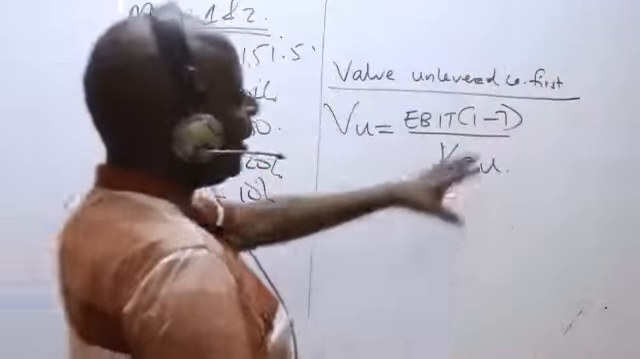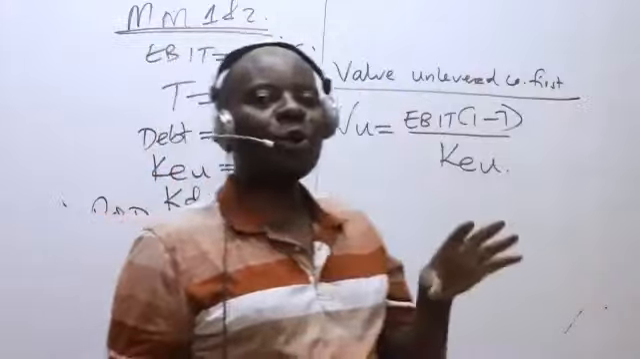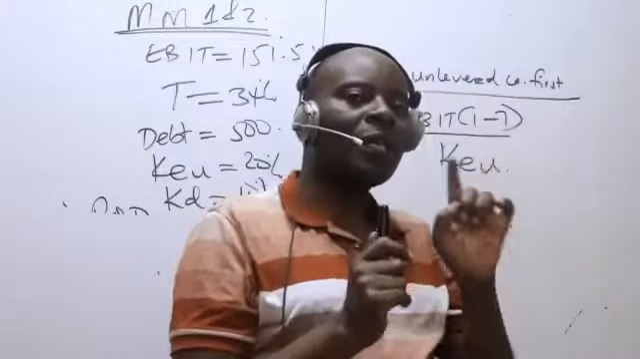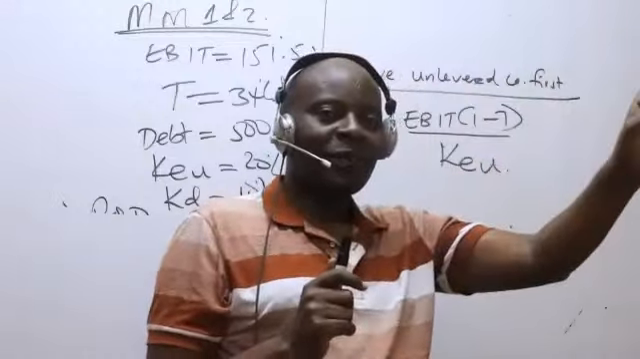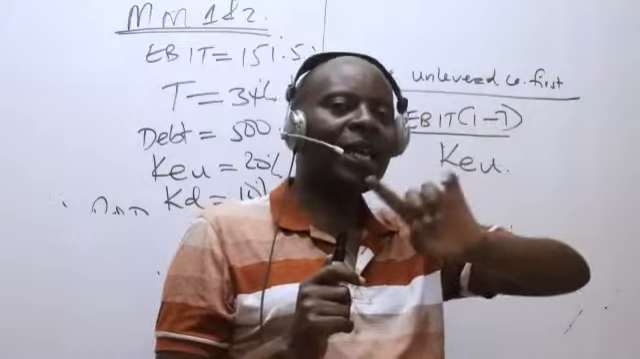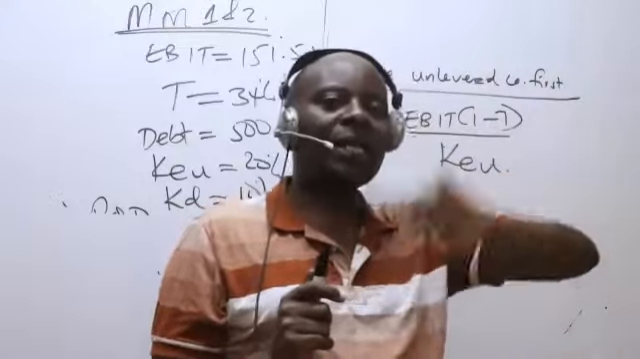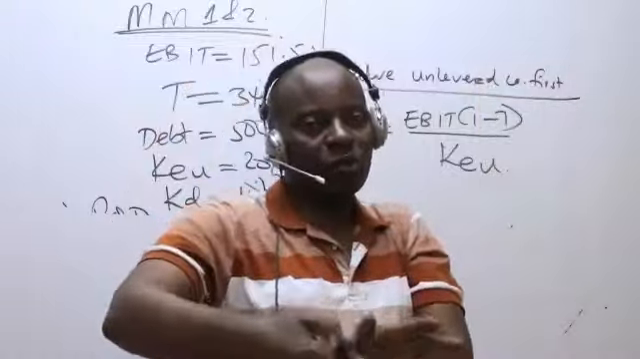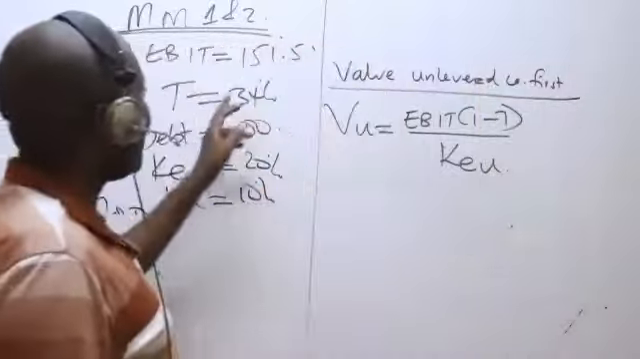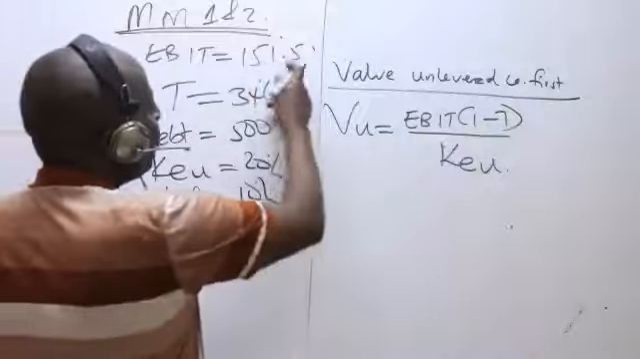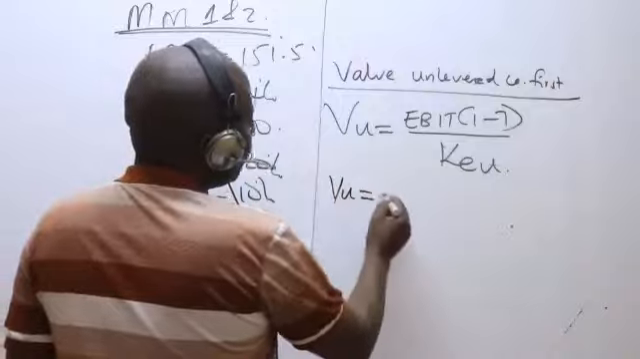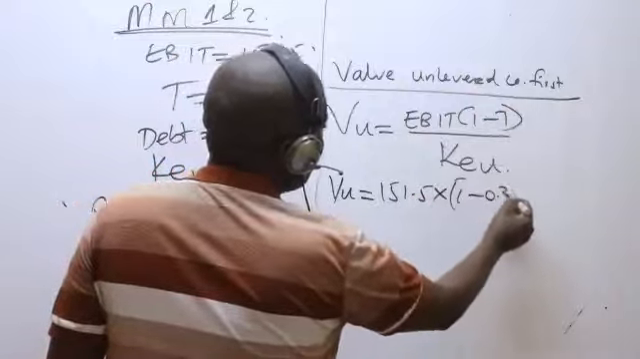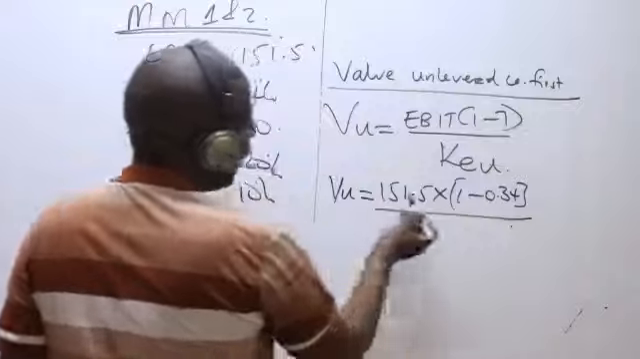Like the one that we did, remember, one of the assumptions of MM is that the company will be a going concern in the long term. N is infinity. So you're taking the amount divided by the cost of capital. Have they given me EBIT here? Oh yes, EBIT is 151.5. EBIT is 151.5 times 1 minus tax of 0.34, all over Ke.